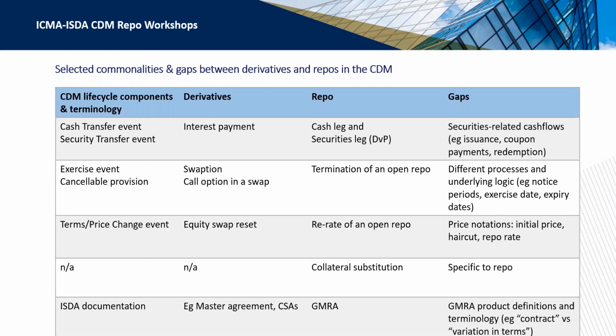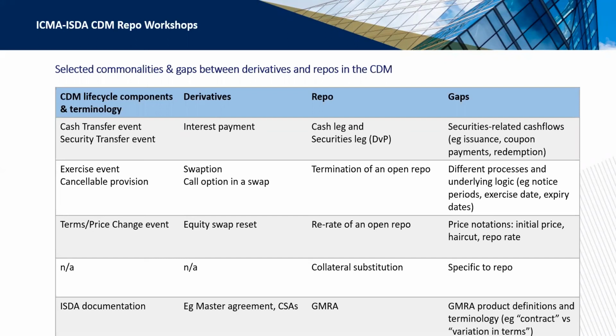So there are certain similarities, but we also noted that there are differences, different processes, and also a different underlying logic. For example, terminating a repo means terminating the same contract, whereas in a swaption, it means entering into a new contract. A call option in a derivative has an expiry date, and potentially can only be exercised on certain dates or certain points in time.